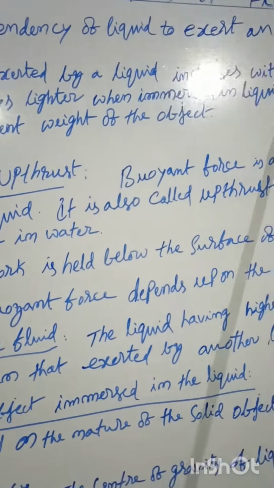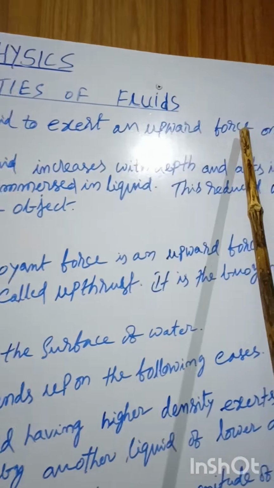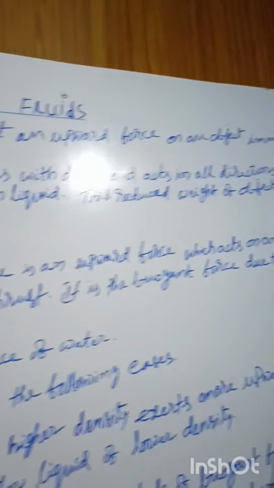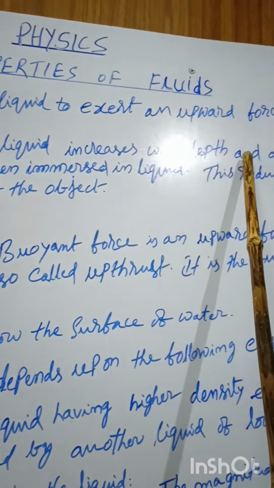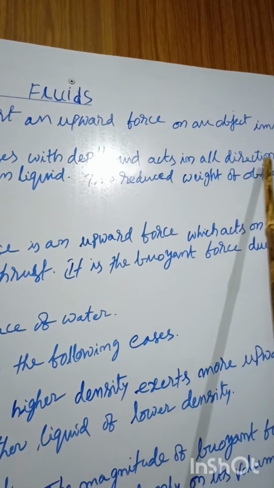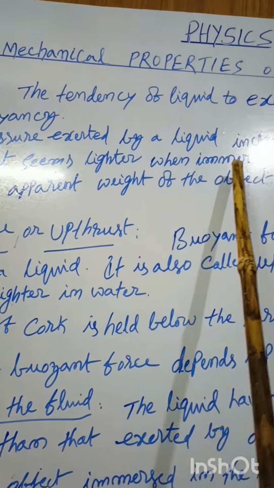Physics, mechanical properties of liquids. Under that, buoyancy. The tendency of a liquid to exert an upward force on an object immersed in it is called buoyancy. The pressure exerted by liquid increases with depth and acts in all directions. So an object seems lighter when immersed in liquid.